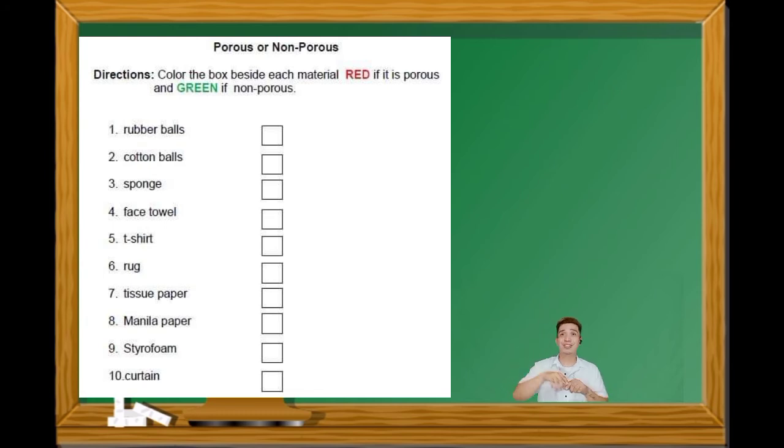Color the box beside each material red if it is a porous material, and green if non-porous. Are you ready? Number 1, rubber ball. Number 2, cotton balls. Number 3, sponge. Number 4, face towel. Number 5, t-shirt. And number 6, rug. Number 7, tissue paper. Number 8, Manila paper. Number 9, styrofoam. And number 10, curtain.